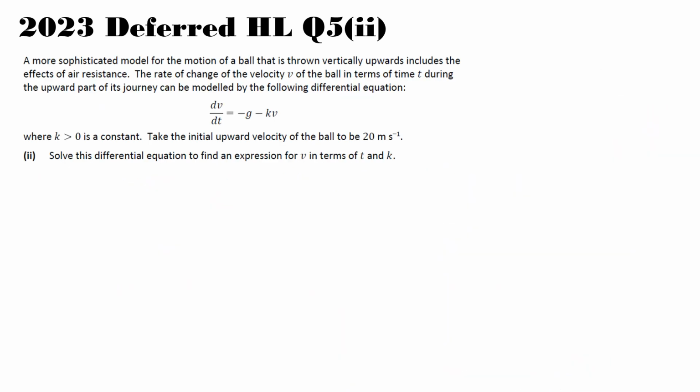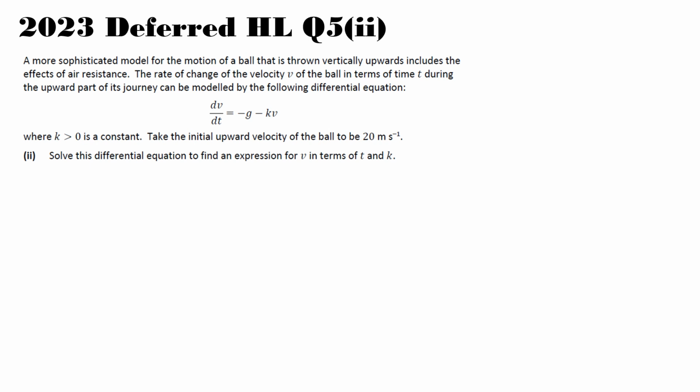This question is from the 2023 Deferred Higher Level paper, and it is question 5. So for part 3, we are first of all told that a more sophisticated model for the motion of a ball that is thrown vertically upwards includes the effect of air resistance. The rate of change of velocity of the ball in terms of time t during the upward part of the journey can be modeled by the following differential equation.